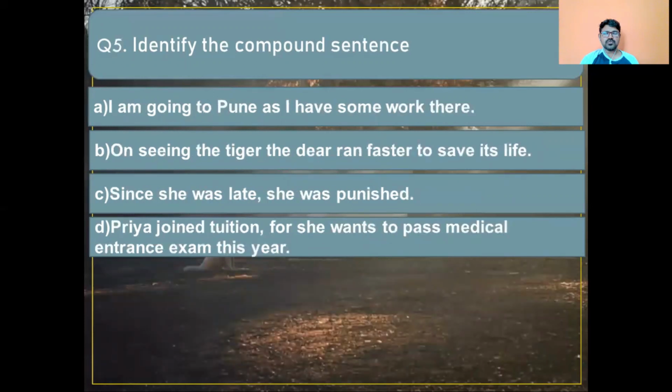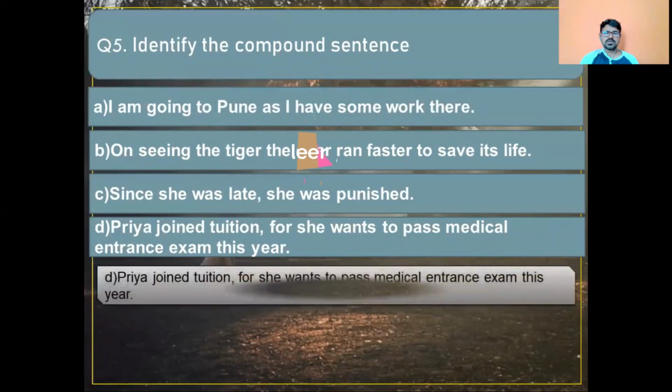Question number 5. Identify the compound sentence. Option A. I am going to Pune as I have some work there. Option B. On seeing the tiger, the deer ran faster to save its life. Option C. Since she was late, she was punished. Option D. Priya joined tuition for she wants to pass medical entrance exam this year. Dear students, please identify the compound sentence now.